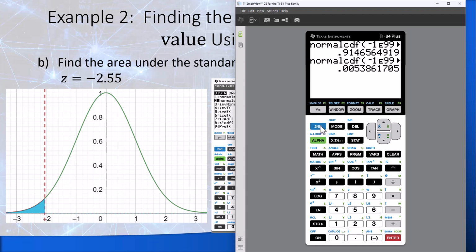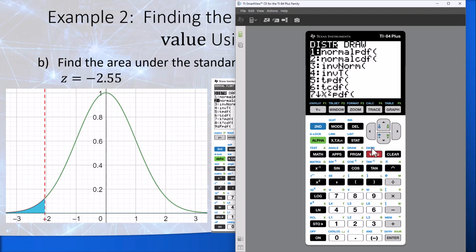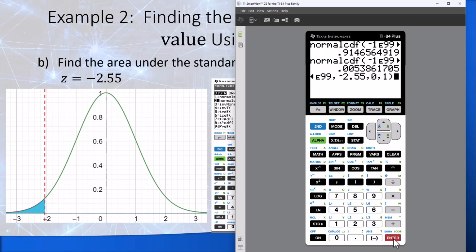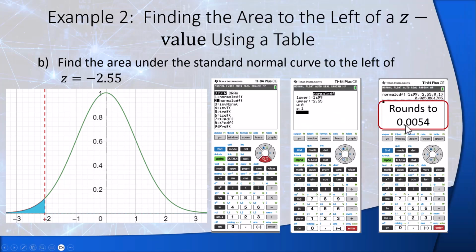Now, to do this in the previous way, because that might be easier for this type of calculator: second, distribution, we want 2 normal CDF, and then we are just going to change the 1.37 to negative 2.55. Mean is 0, standard deviation is 1. Paste. And once again, we get 0.00538, which will round to 0.0054. And that is all that we are going to do for this particular video.